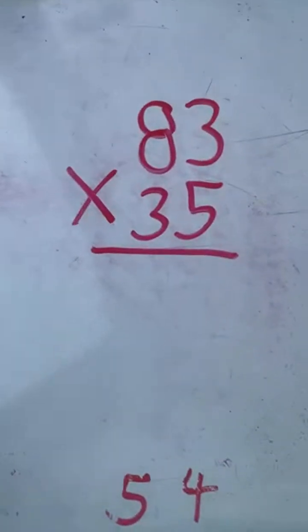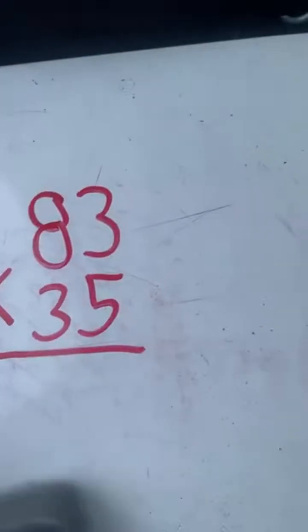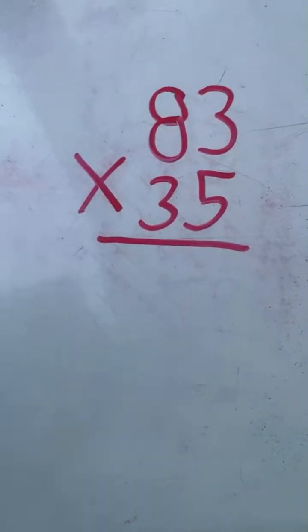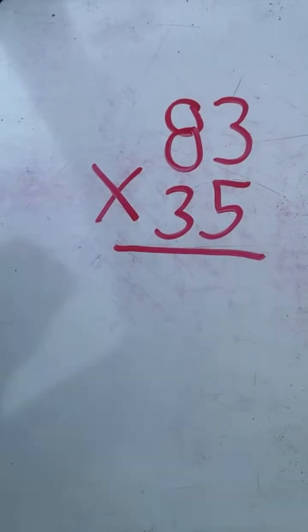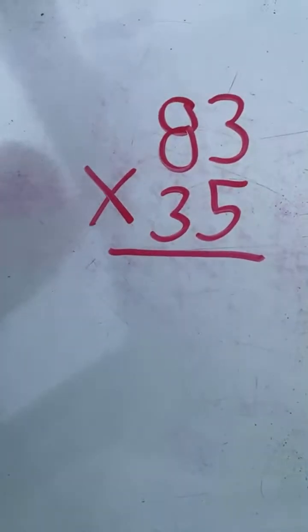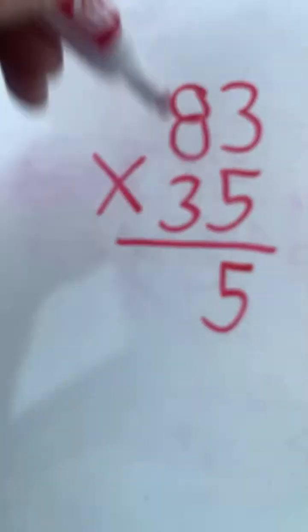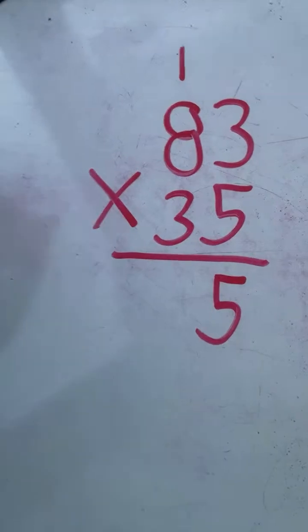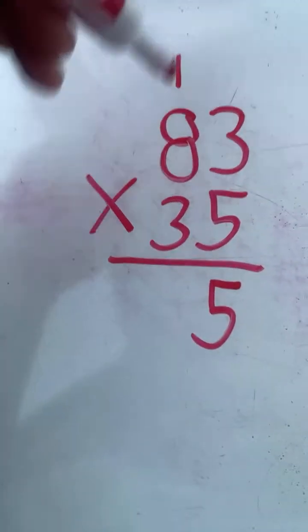All right, next example. We have 83 times 35. So starting in the ones place, 3 times 5 equals 15. 5, carry the 1. 8 times 5 equals 40, plus 1 equals 41.